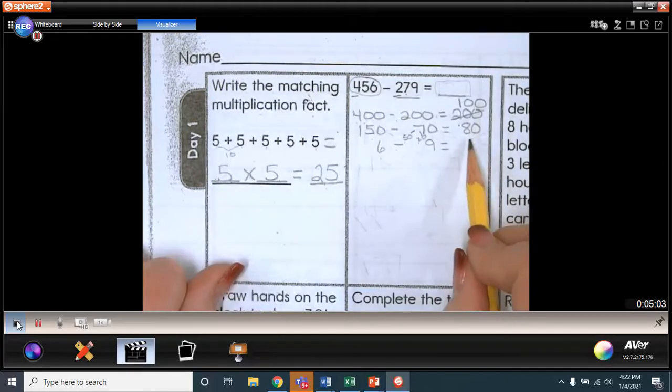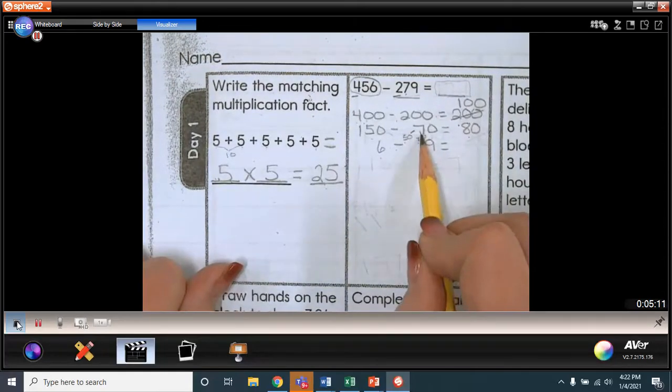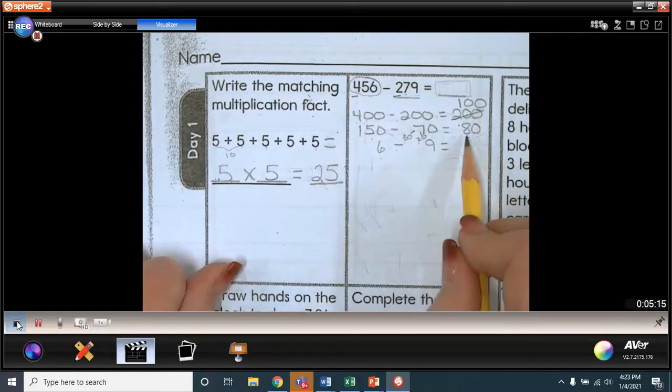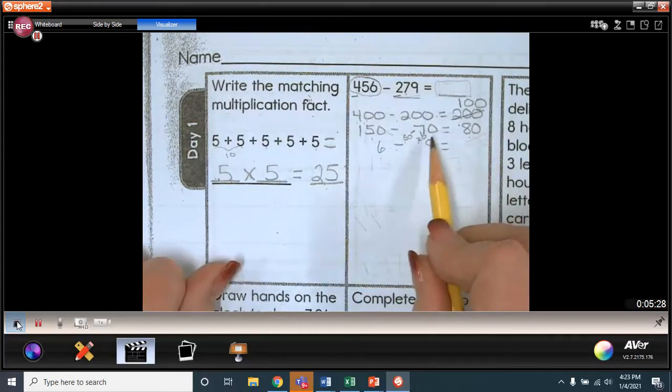Now, to double check your subtraction, you can always check by using addition. So is 80 plus 70 going to give me 150? Well, if I know what 70 plus 70 is, 140, and if I add one more 10 to 140, that would give me my 80 plus 70, and that would give me 150.